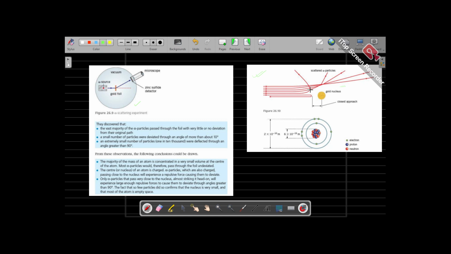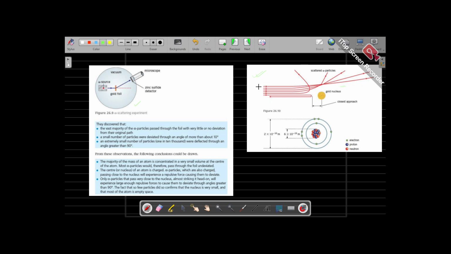So it was observed that the majority of alpha particles passed through the gold foil with little or no deflection at all, which suggested that they must not have met anything in their path, right? Which eventually led to the conclusion that most of the space in the atom is empty.